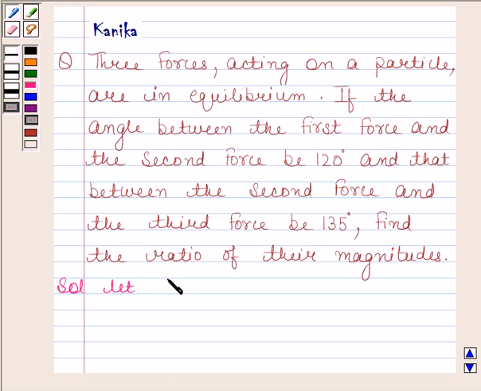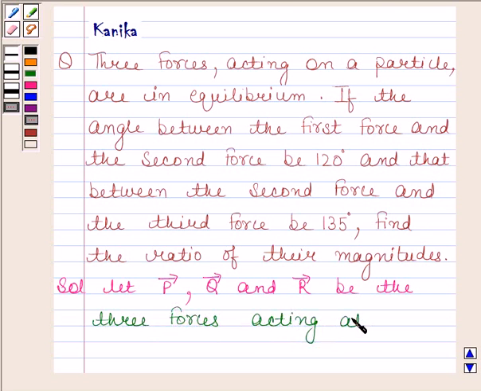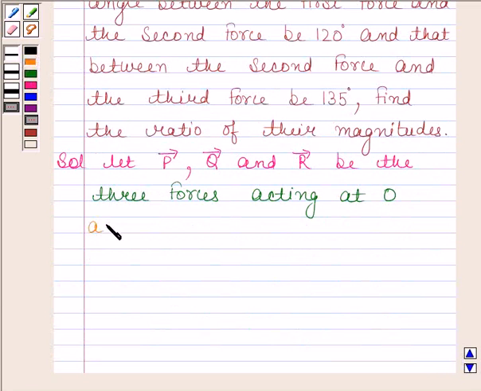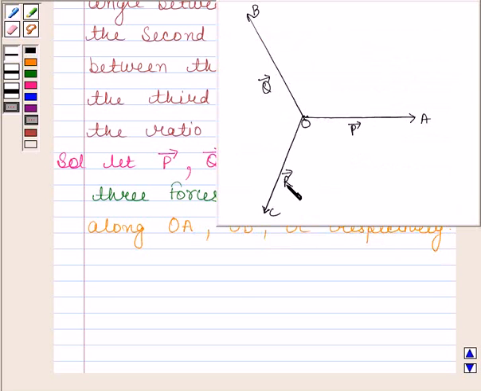Let P, Q, and R be the three forces acting at O along OA, OB, OC respectively. So we have three forces P, Q and R which are acting at point O along OA, OB and OC.